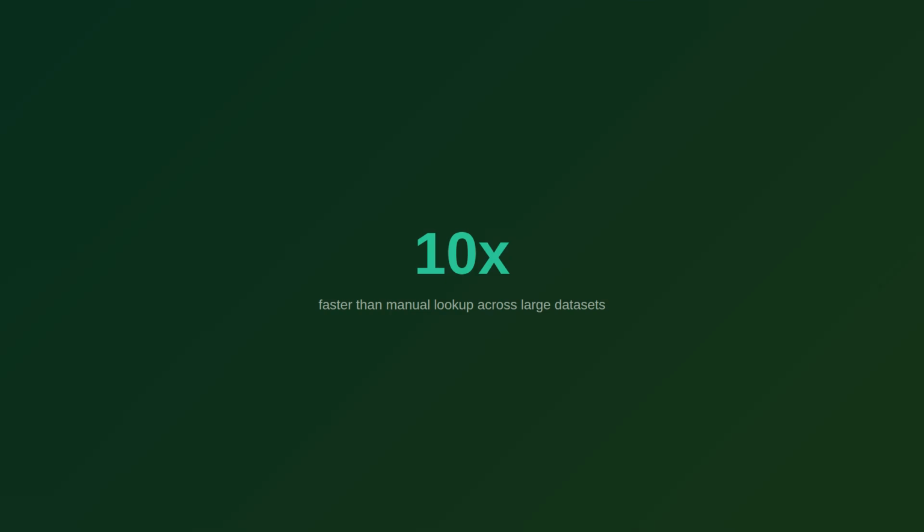Here's why VLOOKUP matters. When you're working with hundreds or thousands of rows, manually scanning for a matching value can take minutes per lookup. VLOOKUP does it in milliseconds. We're talking about a 10 times speed improvement at minimum, and the bigger your data set, the more time you save.